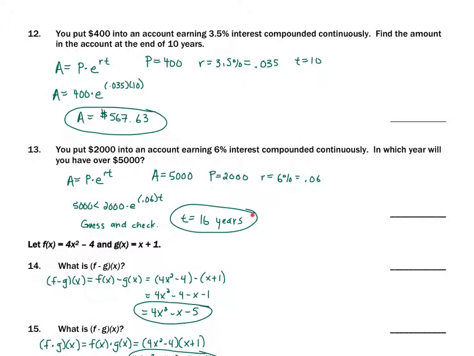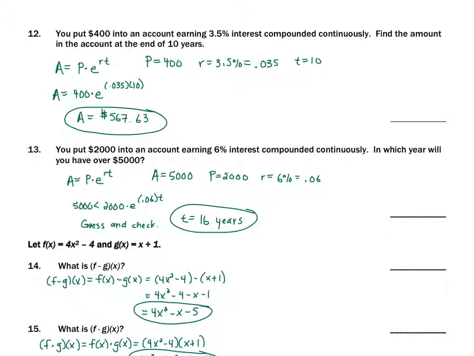In this case, plugging in, I tried 13, 14, 15, and got up to 16 before I saw that was how many years it was going to take just to get over that limit. So 15 years was just under $5,000. 16 years was that first year when it was over $5,000.